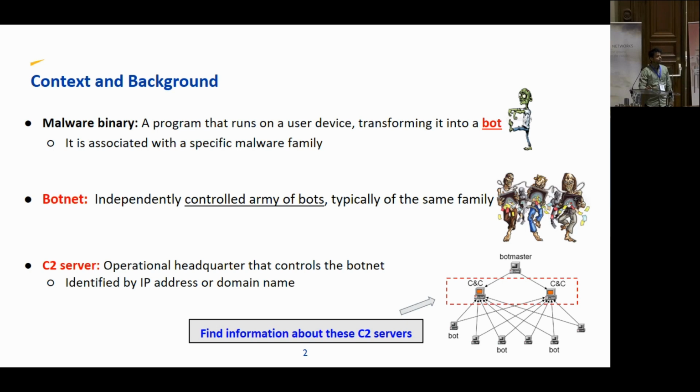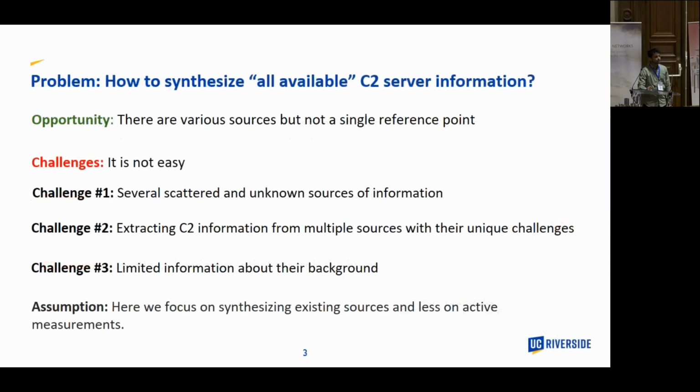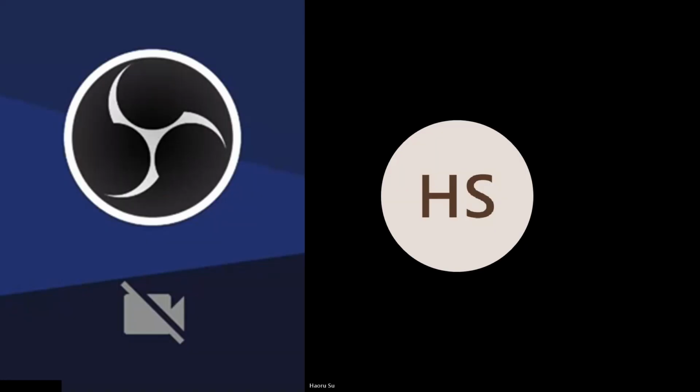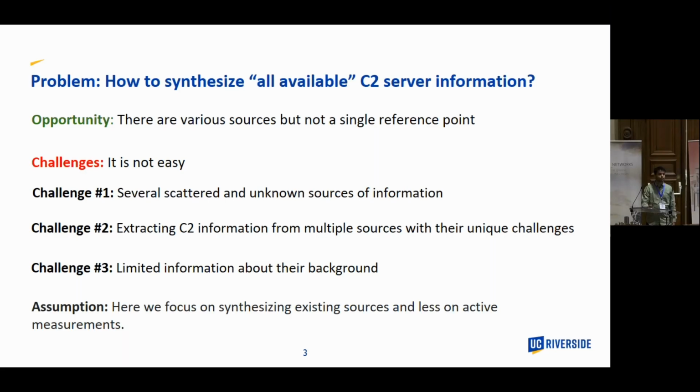So the goal of this project is to basically find the available information about these C2 servers. So the overarching problem statement goes like how to synthesize all available C2 server information. And we utilize an opportunity that there are various sources, but not a single point of reference. So to collect this information, it's not an easy task.